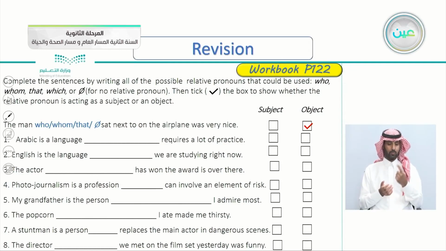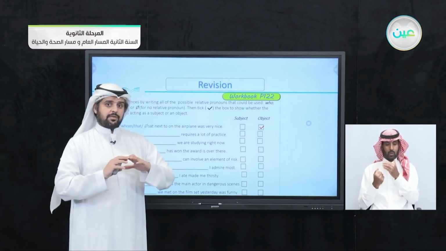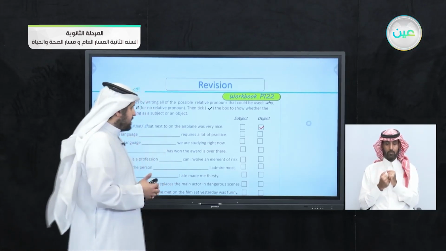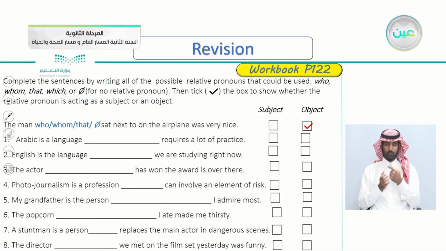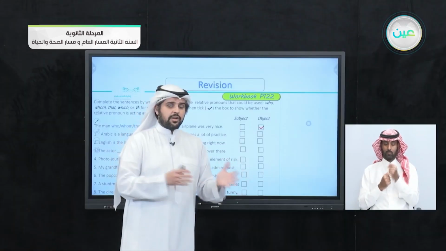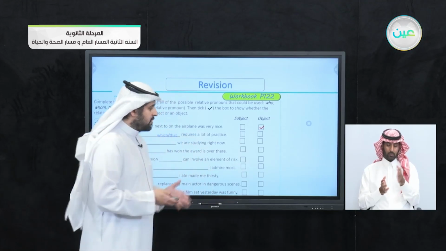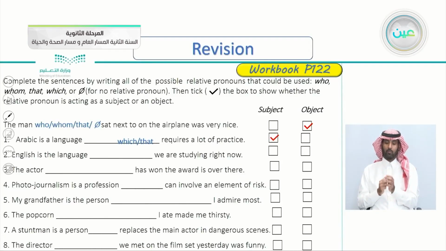Number 1, Arabic is a language that requires a lot of practice. Arabic is a language, we're talking about the Arabic language here. So yes, which or that, because we're talking about the Arabic language here. It's a thing, so we say which or that requires a lot of practice. So is it a subject or an object here, the Arabic language? Yes, it is a subject, which means that it can't be omitted.